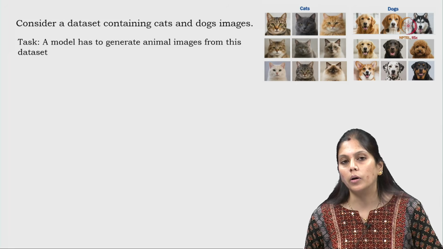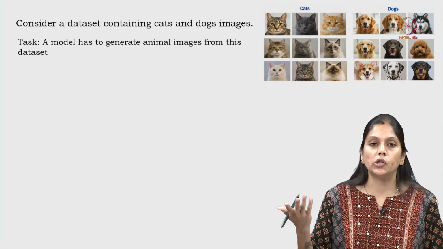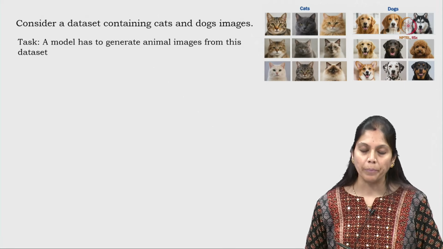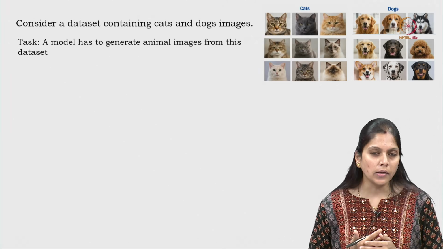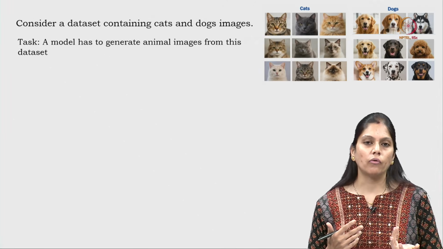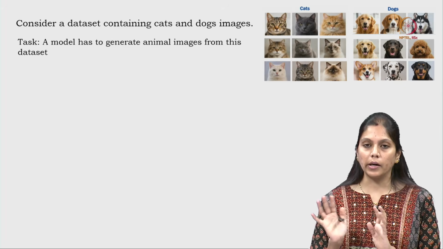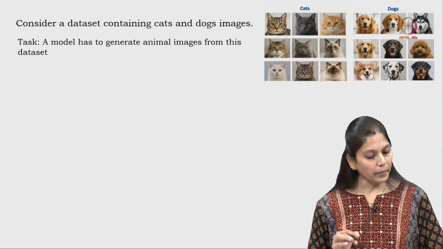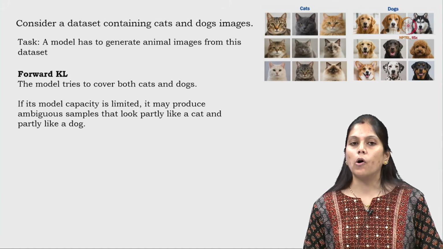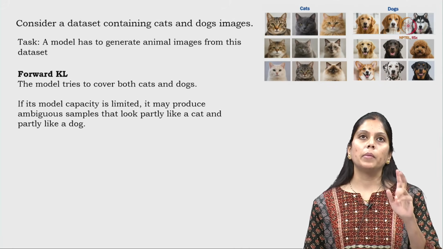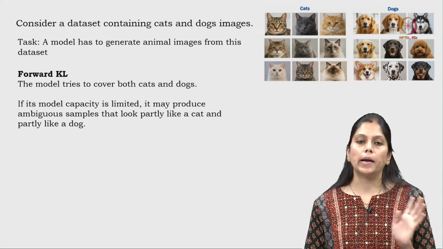Now what is our task? Our task is to generate animal images from this particular data set, which means whatever images you generate will be a different version of a cat or a dog, because the training examples are cats and dogs here. Now, what is forward KL? Always the aim is that it has to cover both the modes, which means it has to cover both cats and dogs.